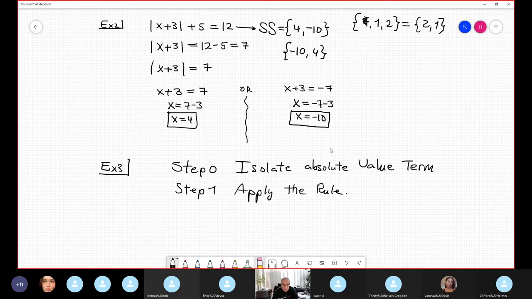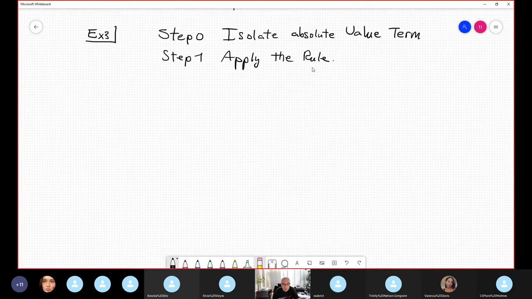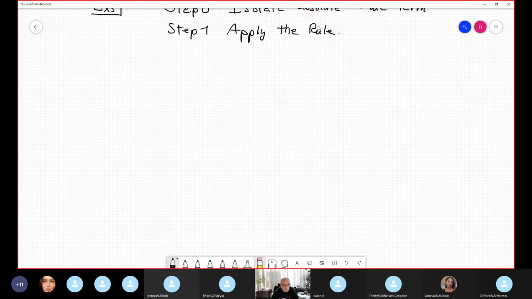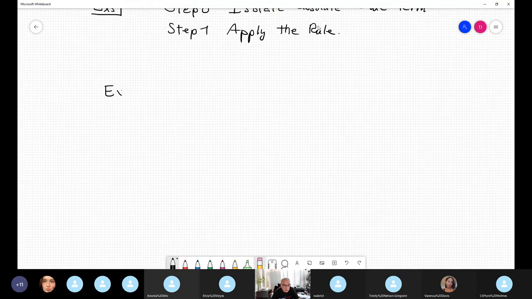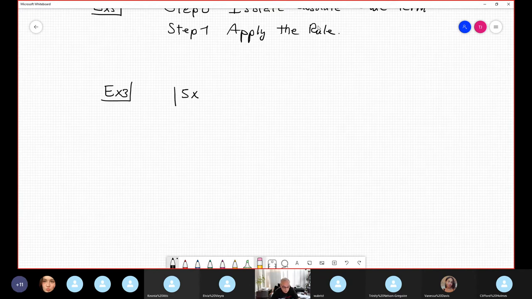Let me try another example, completely different. Here we have example three. Example three says: absolute value of 5x minus 3 equals negative 4. This is very tricky, very confusing, very weird, because the professor explained to me that when I compute an absolute value, it gives me a positive solution, never a negative solution.